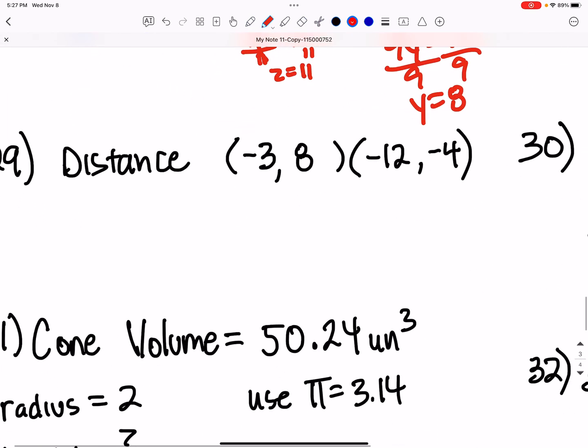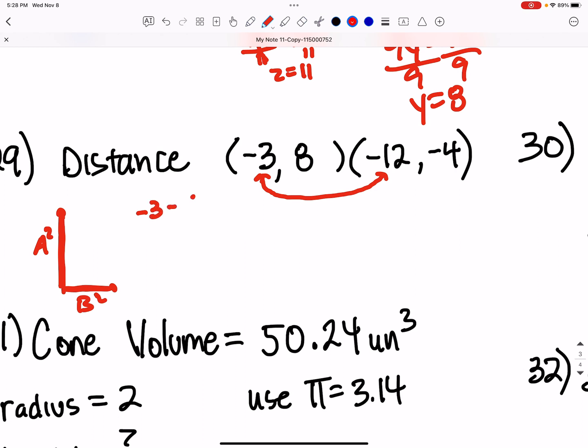Distance. All right, so any 2 points, we can make a triangle. The distance between the 2 points up and down would be the a squared. The distance between them sideways would be the b squared. So we have to find the distance between sideways, between -3 and -12. Subtraction helps you find the distance between things.